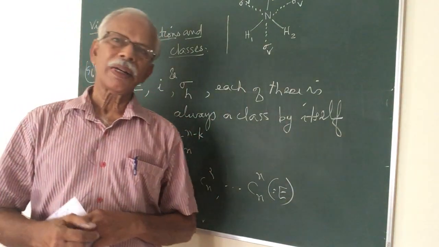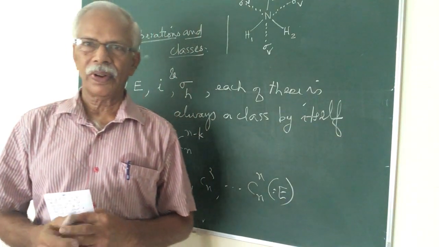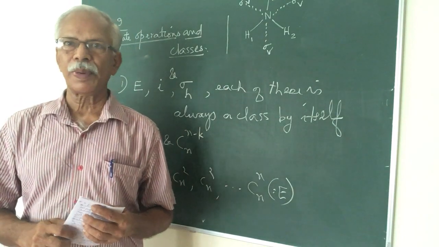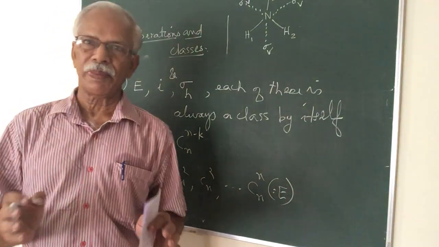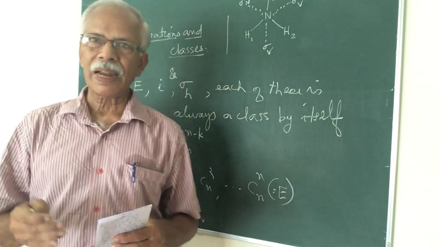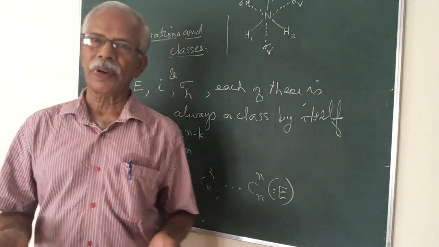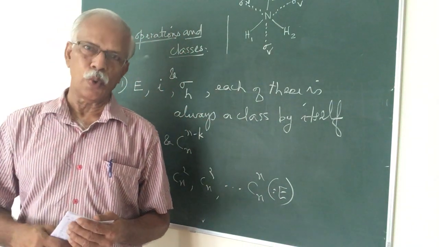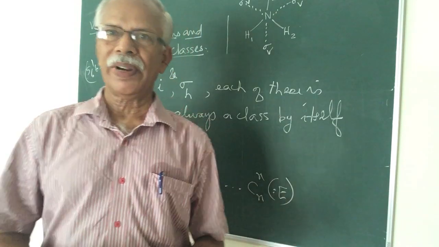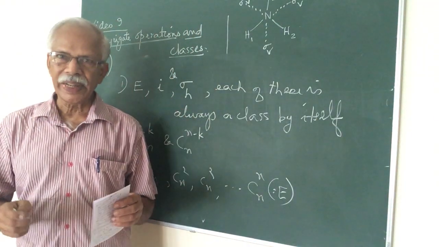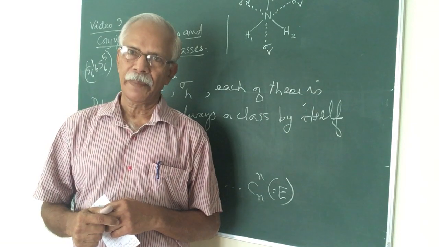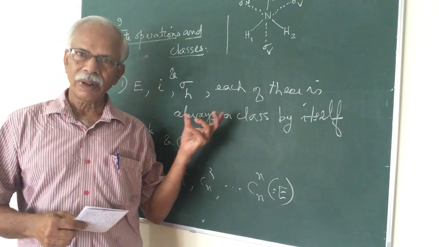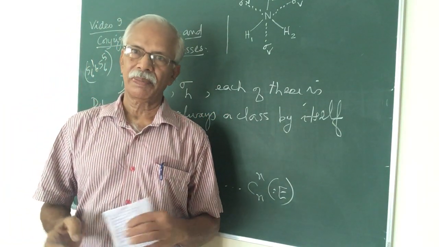Then equivalent symmetry elements or operations always belong to the same class. What do you mean by equivalent symmetry elements? These are symmetry elements or operations which can be interchanged by the application of some other operation existing in the molecule. For example, in the ammonia group, sigma V, sigma V dash and sigma V2 dash, these three can be mutually exchanged by a C3 operation or C3 squared operation. So all the three belong to the same class because they are equivalent.